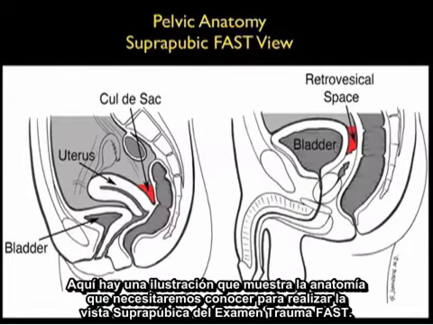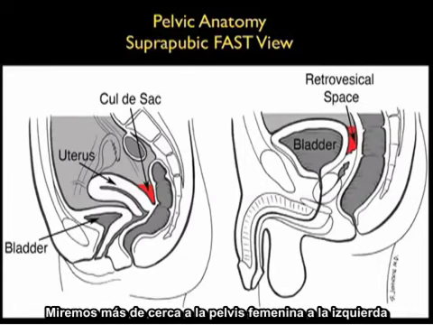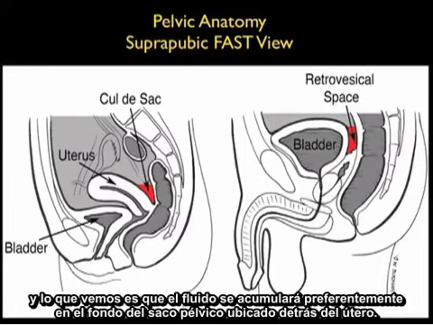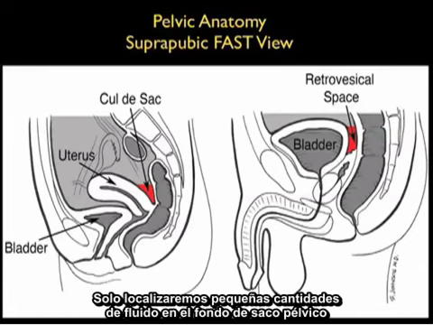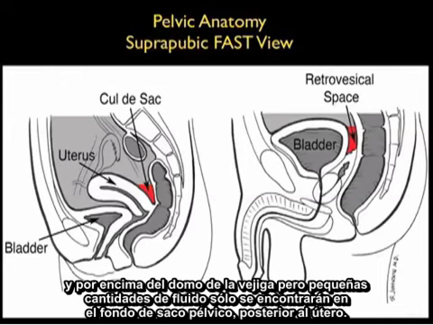Here's an illustration showing the anatomy that we'll need to know to perform the suprapubic view of the Trauma Fast Exam. We see the pattern of fluid flow in a female to the left here and a male to the right. Let's look closer at the female pelvis to the left, and what we see is that fluid will preferentially develop in the pelvic cul-de-sac located behind the uterus. Now, small amounts of fluid will only be located in the pelvic cul-de-sac, but as the amount of fluid enlarges, it will come out and layer on top of the uterus and on top of the dome of the bladder. But small amounts of fluid will only be found in that pelvic cul-de-sac posterior to the uterus.